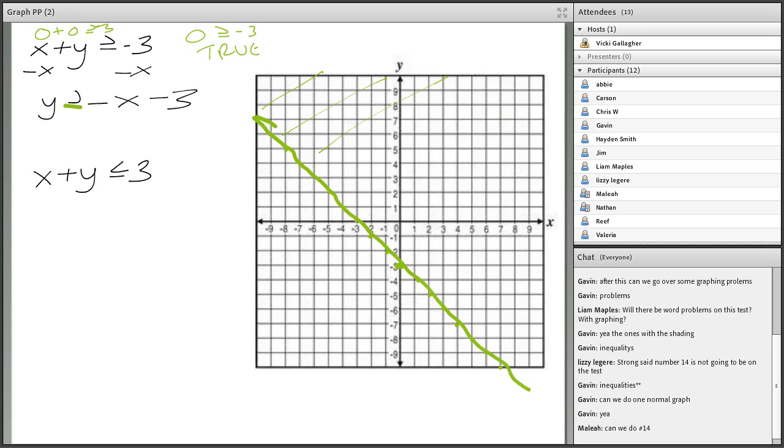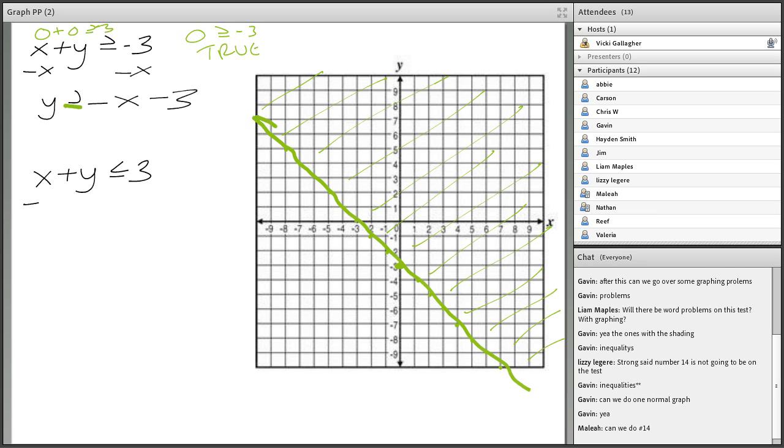So I'm going to shade this way. I do highly recommend that you shade immediately after graphing your first line. Don't wait to shade until after both lines are on the graph, because that just gets really confusing. So I would shade as you're going. All right, so that was the first one. Let's do the second one.